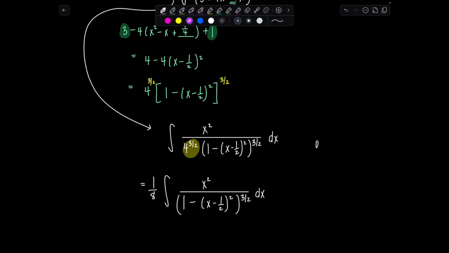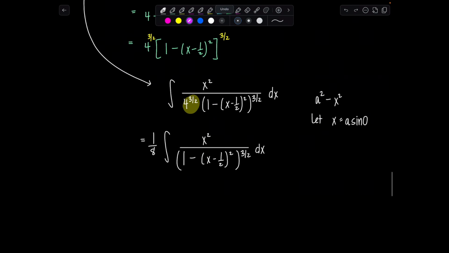Remember, anytime you have constant squared minus variable quantity squared, you let x equal a sine theta. So in this case, a is just 1. And instead of just x equaling a sine theta, I'm going to have x minus 1/2. That's my variable quantity, my expression there. So x minus 1/2 equals 1 sine theta. Differentiate both sides so we can figure out what our new differential is going to be. It'll be cosine theta d theta. So this dx becomes cosine theta d theta.